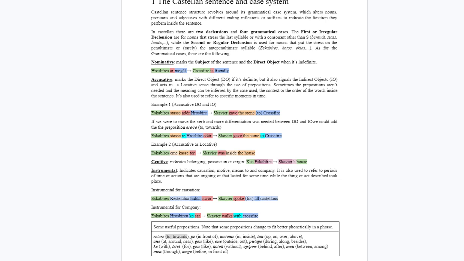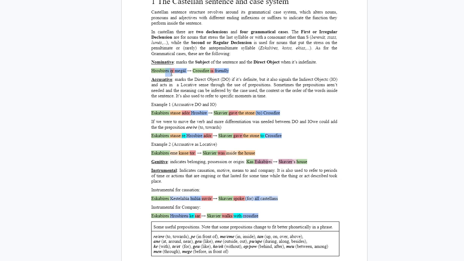So nominative is pretty simple. It marks the subject of the sentence, so the thing or the person that is doing the action in the sentence. Here we have an example. Rosbires are megal. Crossfire is friendly. So here the subject is Crossfire, Rosbires. Notice that it ends in the es, so a vowel plus the s ending. This is pretty common as a nominative ending in Castellan.